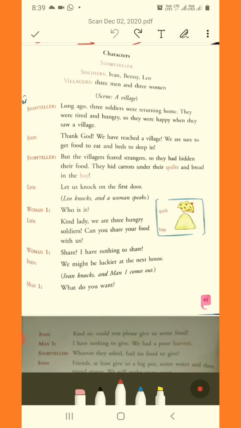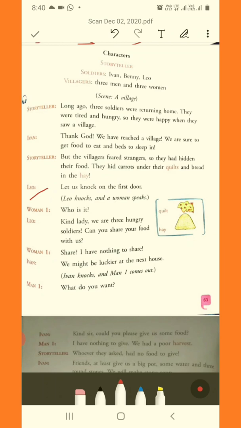Storyteller says this. Okay. Now what will Leo, the third soldier, say? Let's see. Leo: Let us knock on the first door. So Leo knocks. Tuck, tuck, tuck. And a woman will speak. First woman: Who's it? Leo: Kind lady, we are three hungry soldiers. Can you share your food with us? So as soon as Leo knocks on the door, a woman asks, who is it at the door? Leo says, kind lady, we are travelers, we are soldiers.